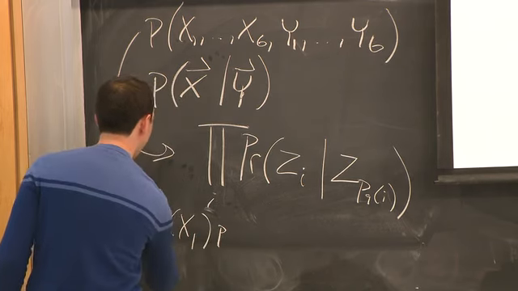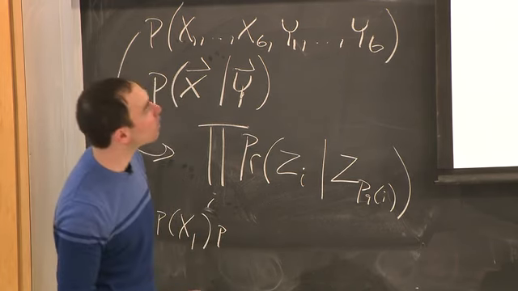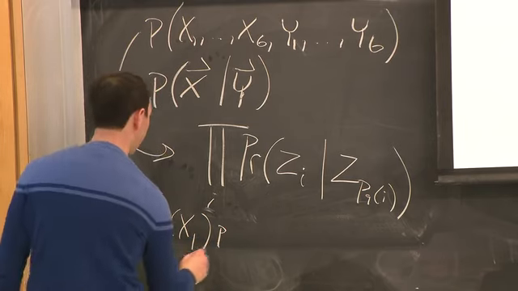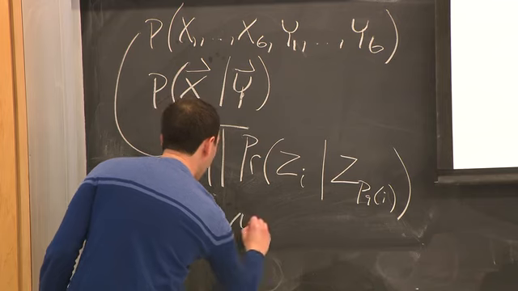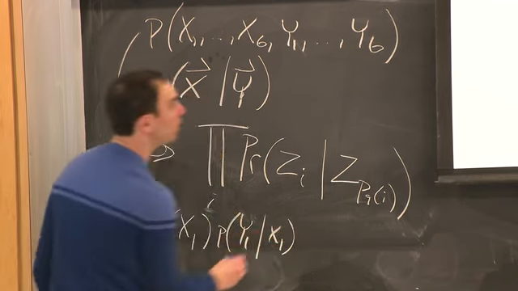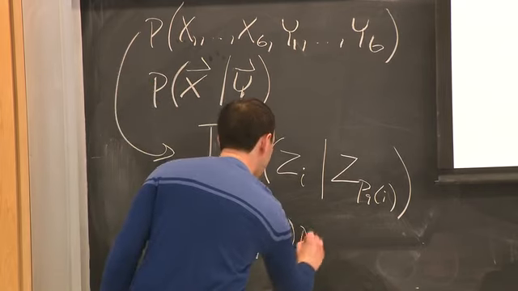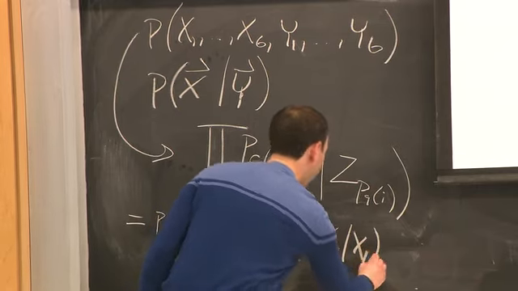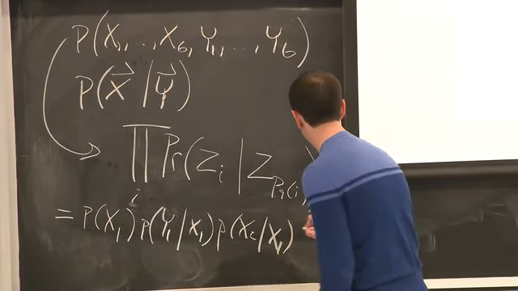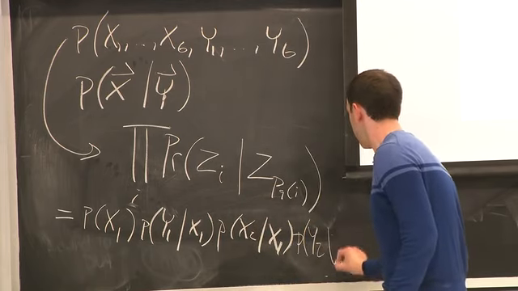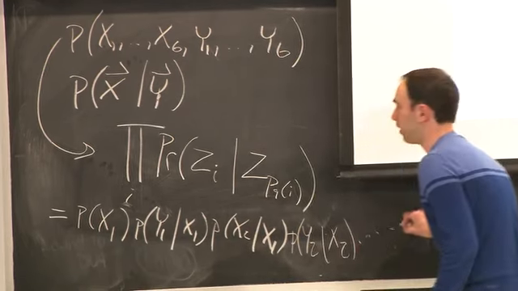And what are the parents of y1? Everyone can say out loud? x1, OK. So y1 in this factorization is only going to depend on x1. Next, we have x2. What are the parents of x2? Everyone say out loud? x1, OK. Then we have y2. What are the parents of y2? Everyone say out loud? x2. And so on, OK?